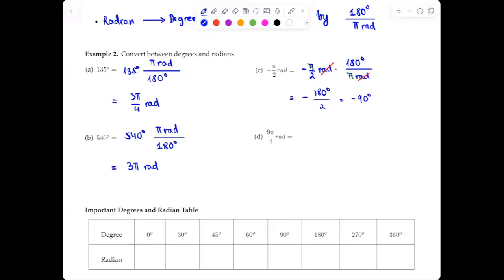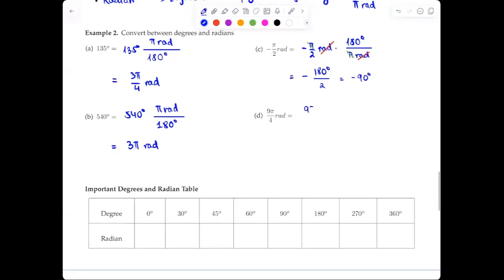Good. Questions? Now the next problem, 9 pi over 4 radians, convert that to degree angle. You do 9 pi over 4 radians multiplied with 180 degree divided by pi radian. So the units, sorry, radian cancels out, pi cancels out, and you have 9 over 4 times 180 degree. So can you do a quick calculation and give me the answer to this? Yes, 405. Yes.